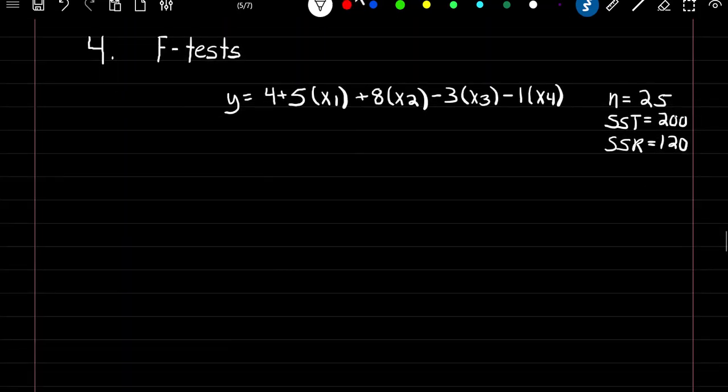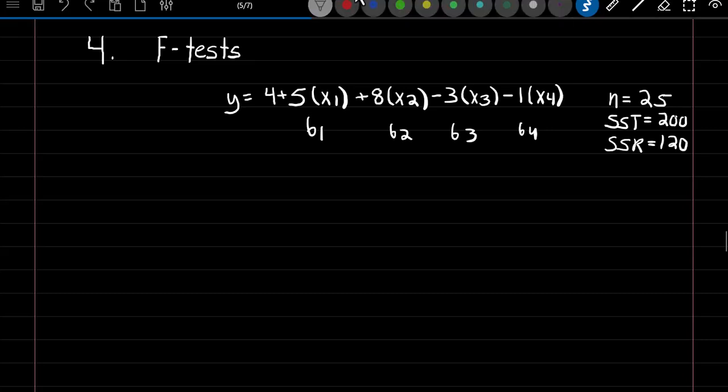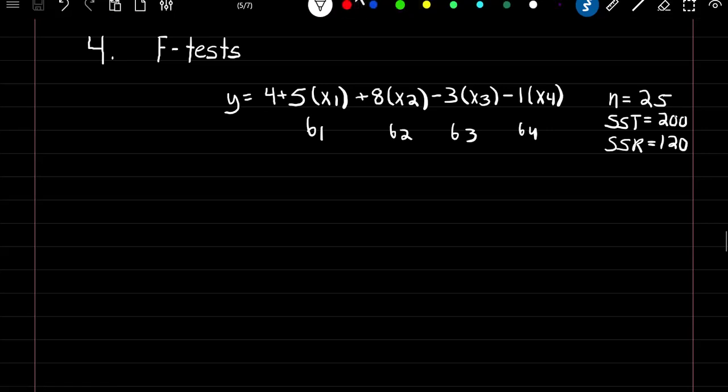F-test. We didn't learn the F-test in simple linear regression. What an F-test does is decide whether any of the predictors are statistically significant. Here we have 4 predictors: beta 1, beta 2, beta 3, beta 4. If we reject our F-test, it's saying that at least one of our beta parameters is statistically significant. If we fail to reject, it's saying none of them are significant, and we should just keep the null model, or intercept value of 4.